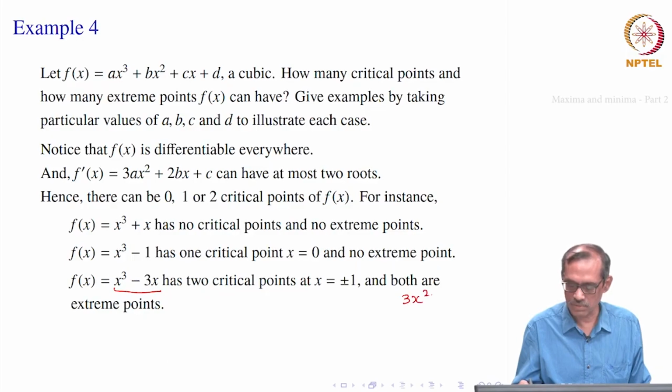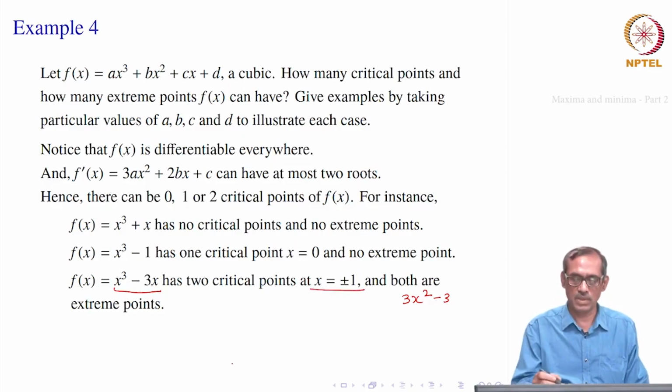You differentiate, it gives 3x squared minus 3, and if you equate that to 0, you would get x equal to plus or minus 1. These are the critical points. So, there are 2 critical points: first 0 critical points, next 1 critical point, next 2 critical points, and here both are extreme points. That is clear from x cubed minus 3x, both are really extreme points.